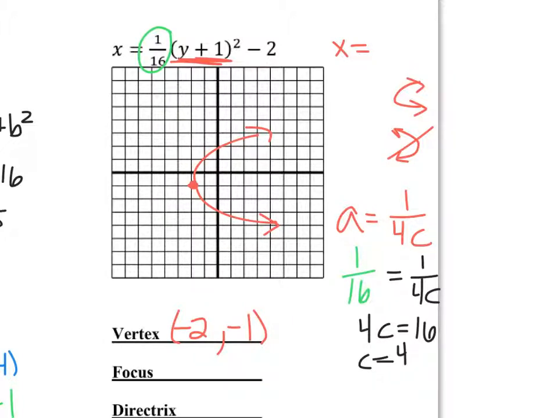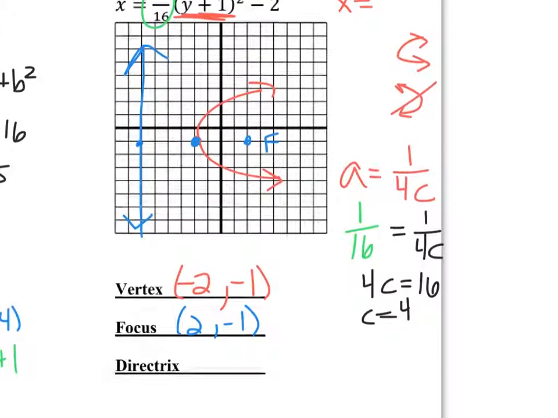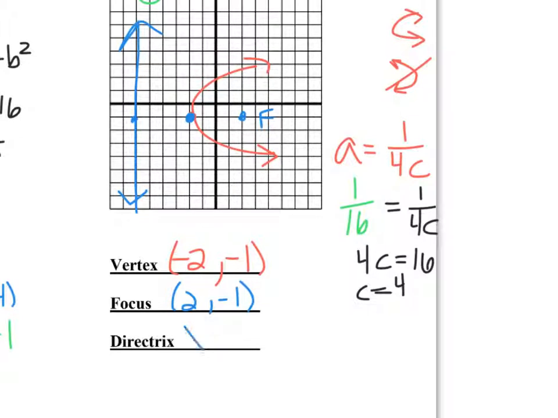So that means because the parabola needs to hug the focus, it loves the focus so much, I start at my vertex, and because I've already sketched the shape of my graph, I know I need to go 4 to the right to get my focus. So that would be at the point (2, -1). My directrix needs to be 4 units in the other direction, but don't tell me it's that point. It's a line. Okay, so what is the equation of that line? It's a vertical line, so it's going to be x equals, and what is the x value on that line? It's -6.